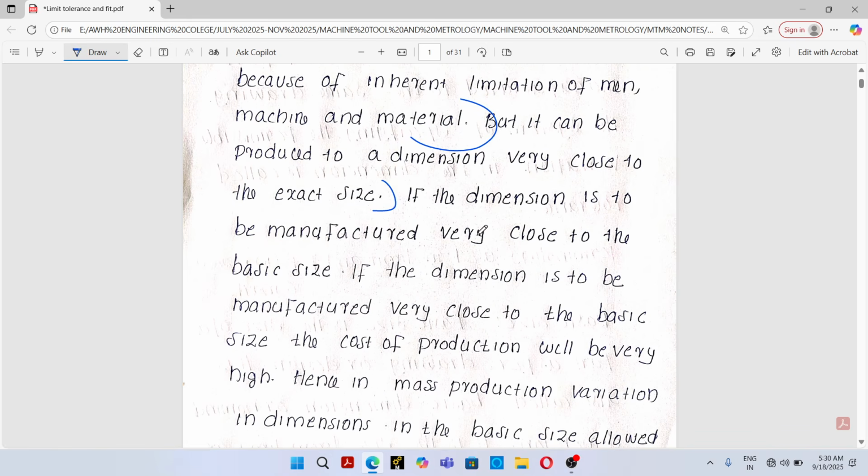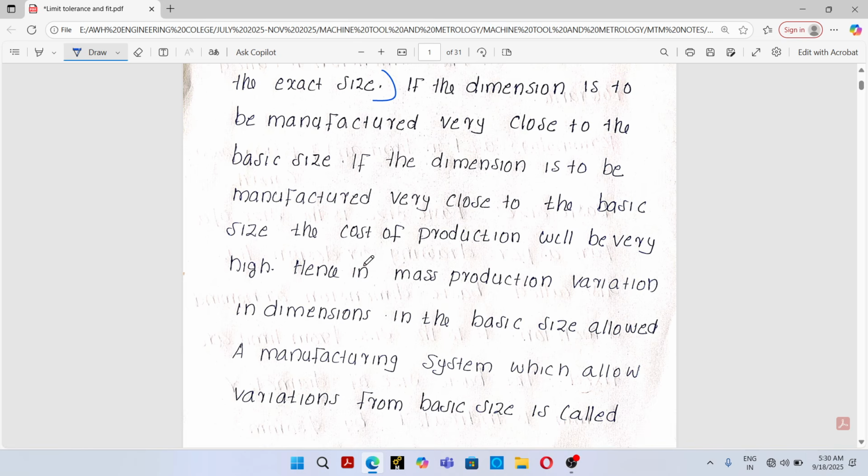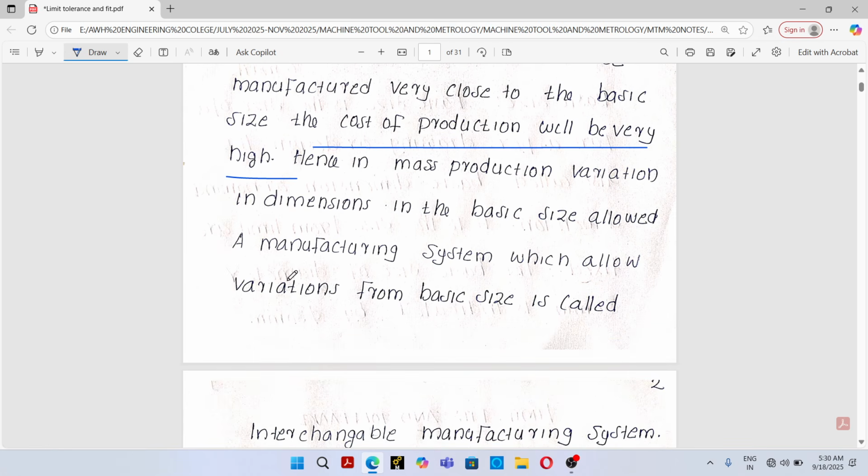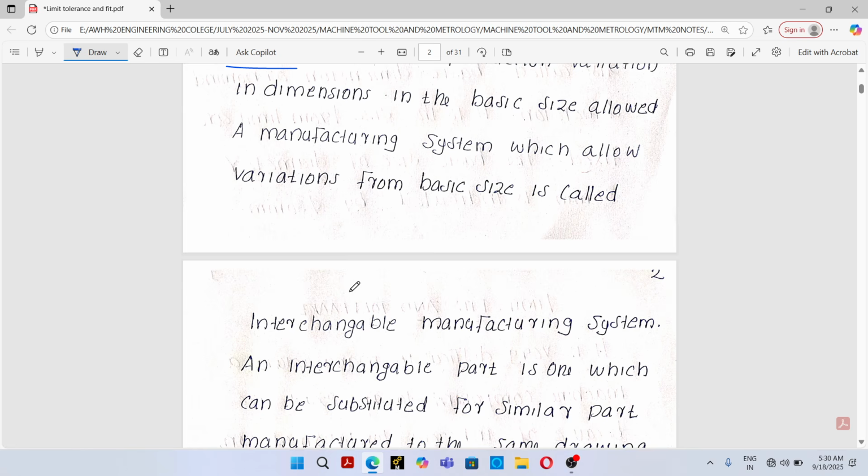If the dimension is to be manufactured very close to basic size, the cost of production will be very high. Hence, in mass production, variations in dimensions from the basic size are allowed. A manufacturing system which allows variations from basic size is called interchangeable manufacturing system.